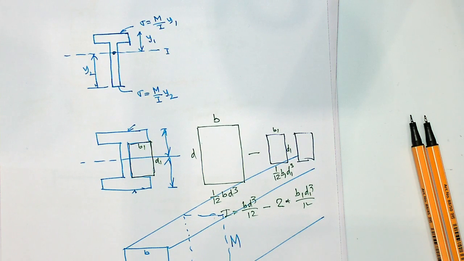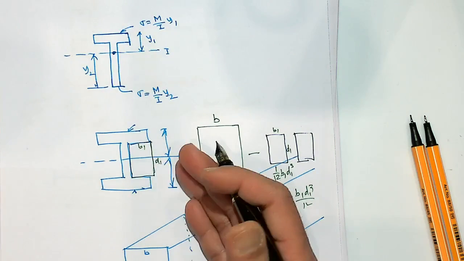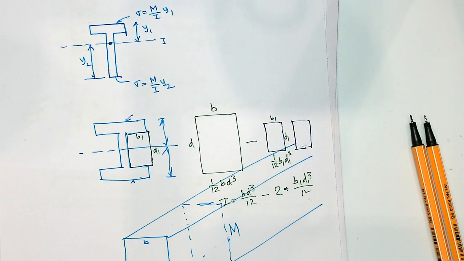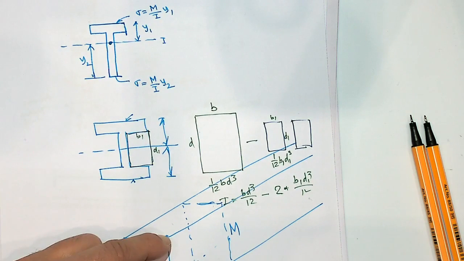So the stress at this level, which is at the bottom surface or the top surface, would be given by this formula. Sigma is equal to M over I times y. M is the bending moment at that location along the length. I is the second moment of area of this cross section, where this is the axis of bending. So I is equal to B D cube over 12, width times depth cube over 12.